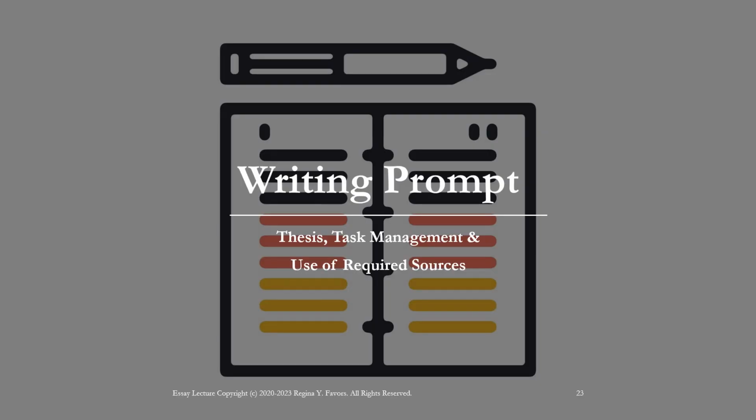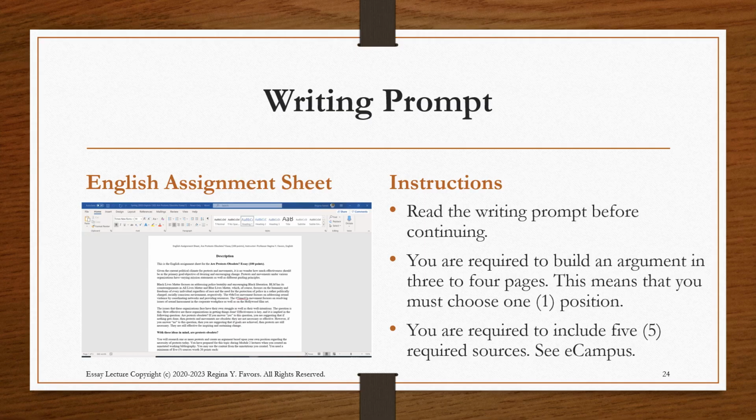So your writing prompt is about the thesis, task management, and use of required sources. So make sure to read the English assignment sheet. There should be an audio version of it. I might need to do another one, but your English assignment sheet, which is on the topic of protest, so make sure to read that prompt. You are required to build an argument in 3 to 4 pages. This means that you must choose a position and then you have those required sources that are housed on eCampus.